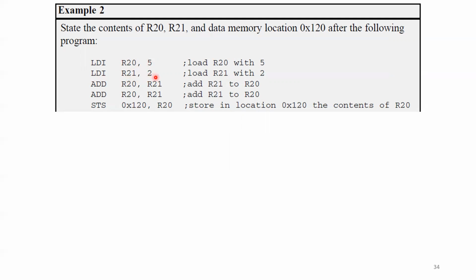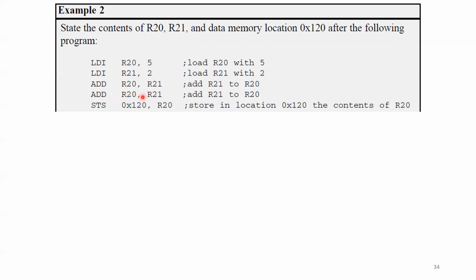LDI R21, 2. This means R21, after executing this instruction, would have the data 2 decimal. Add R20, R21. Add will add the values inside these registers, and the destination, or the result, would be in the first one, which is R20. So this is going to add 2 and 5 together and store the result in R20. R20 was firstly 5, but after executing this instruction, it would be 7 decimal.